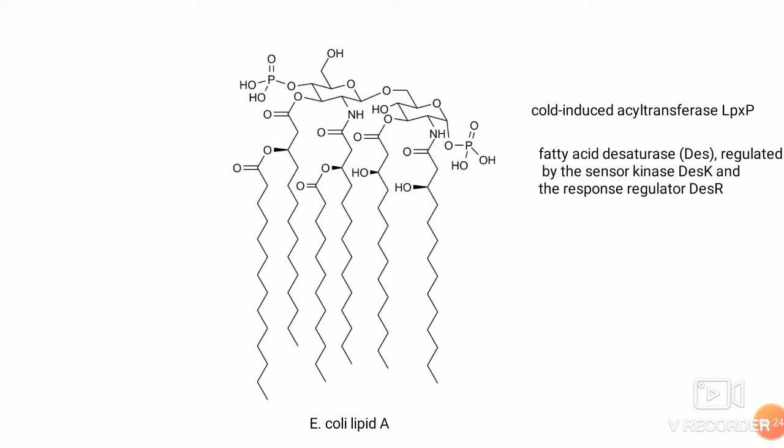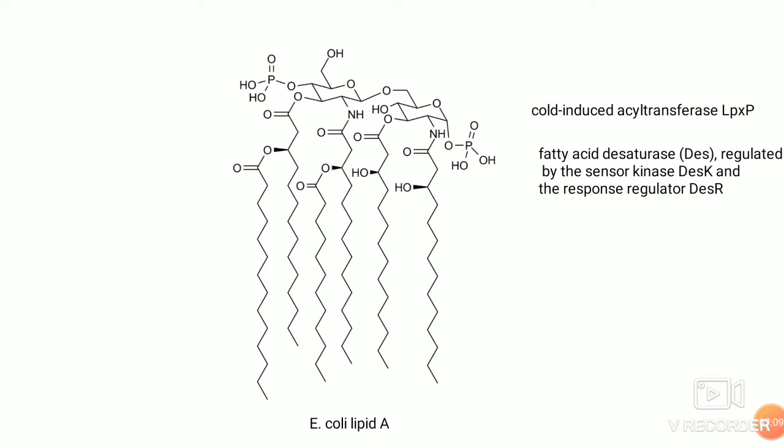But when you subject this E. coli to low temperature, there is a decrease in laurate and an increase in palmitoleate. So this increases the membrane fluidity and lowers its phase transition temperature, counteracting the effect of low temperature. Because of this sudden cold, there are cold induced acyl transferases which are responsible for attaching palmitoleate to the lipid A molecule upon temperature downshift.